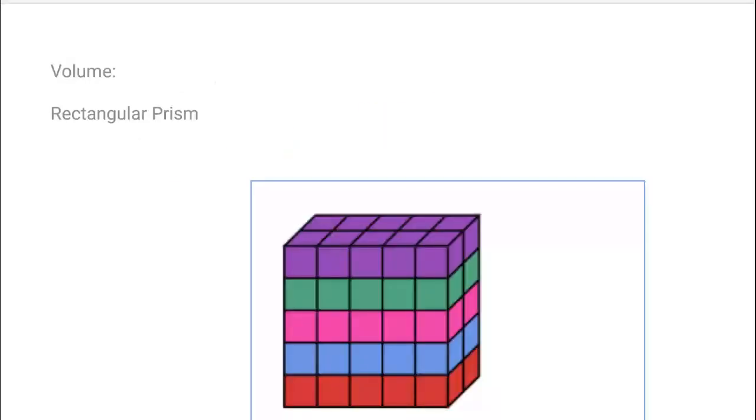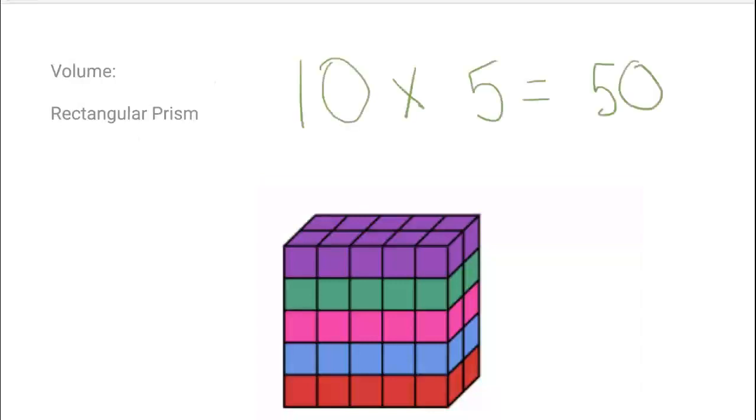Here's a picture of another rectangular prism. See if you can write a multiplication expression that would give us the volume for the entire rectangular prism. 10 multiplied by 5 represents the volume of this rectangular prism because in one layer we see we have 10 cubes and there are 1, 2, 3, 4, 5 layers.